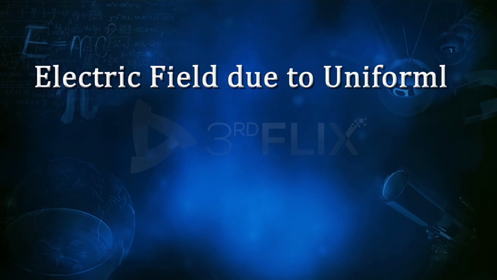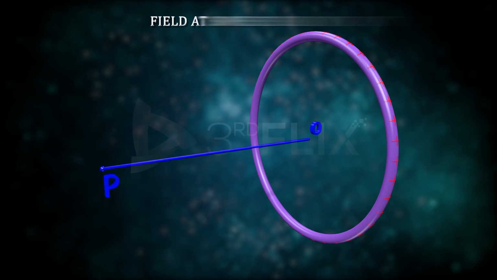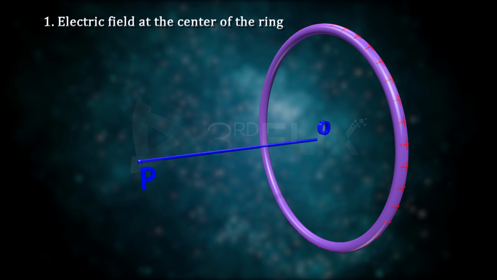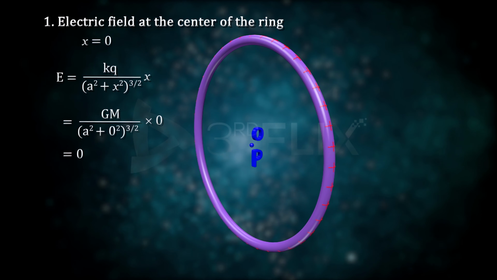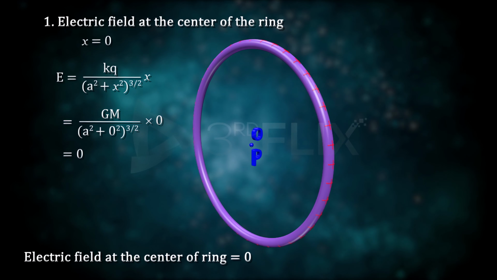Electric field due to uniformly charged ring 2. Let us look at electric field due to ring at some special points. In order to get the electric field at center, substitute x equal to 0 in the general expression for field due to ring. Electric field at the center of the ring comes out to be 0.